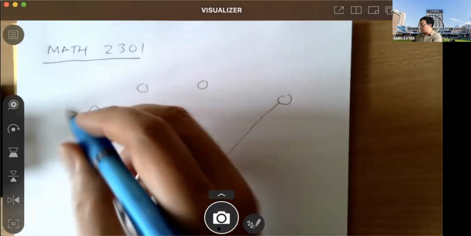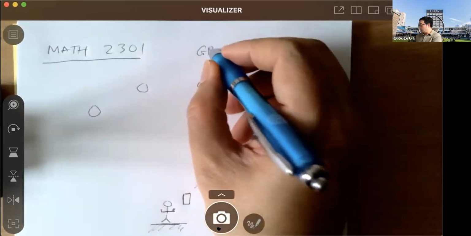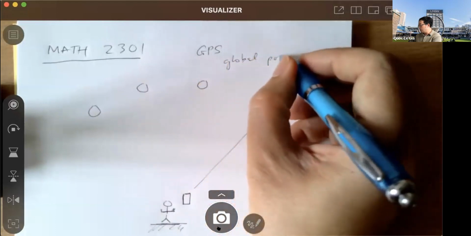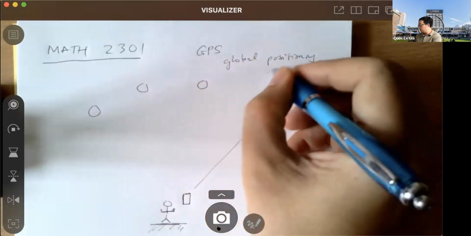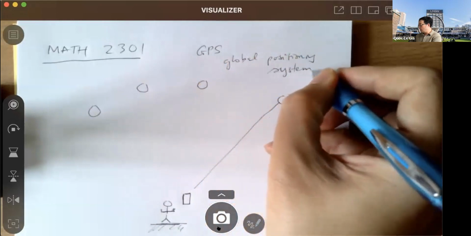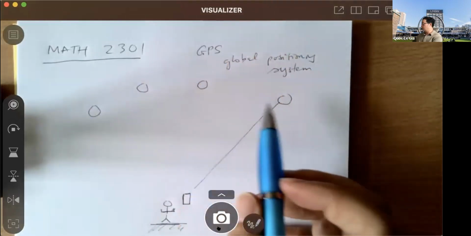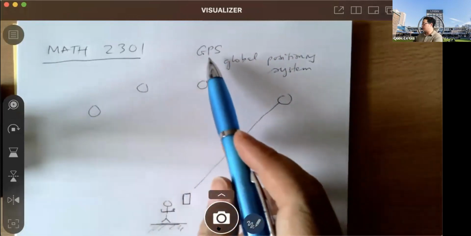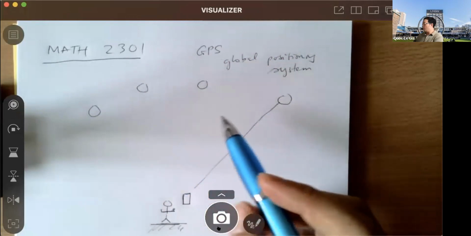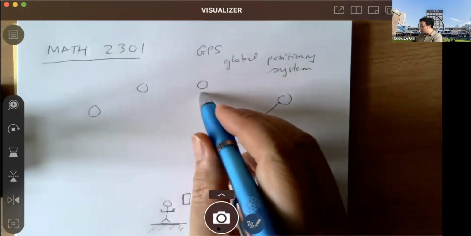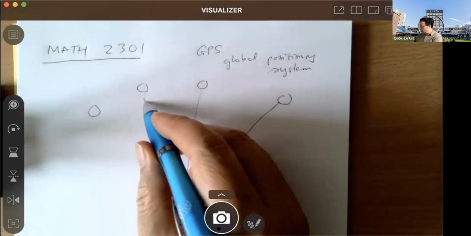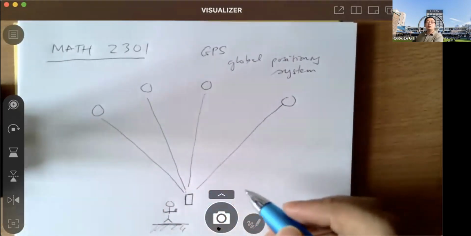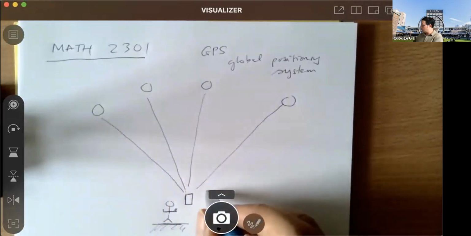GPS stands for Global Positioning System. I think they have a constellation of over 70 satellites around the orbits of the Earth, but your mobile phone needs to contact only 4 satellites. So now suppose your location is x, y, and z.